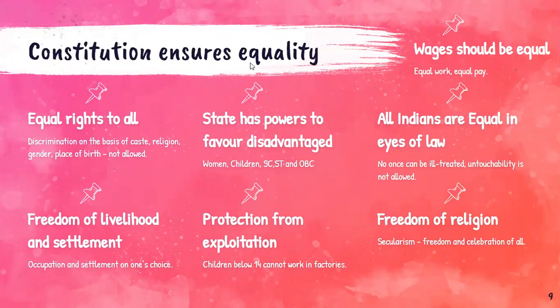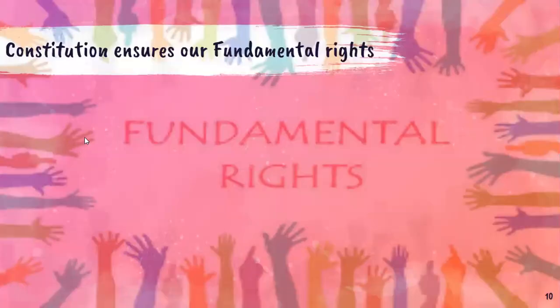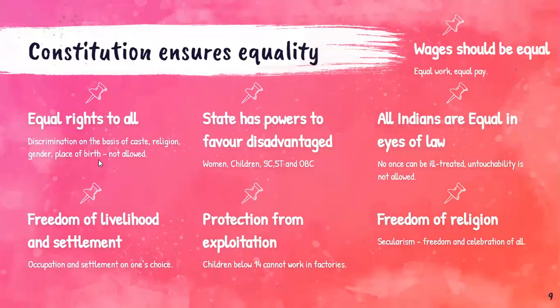Now, you might be wondering, how does the constitution ensure equality for all of us? The constitution has provisions which say that everyone is equal, right? There will be no discrimination on the basis of caste, religion, gender, or place of birth. It is not allowed. So everyone is equal.